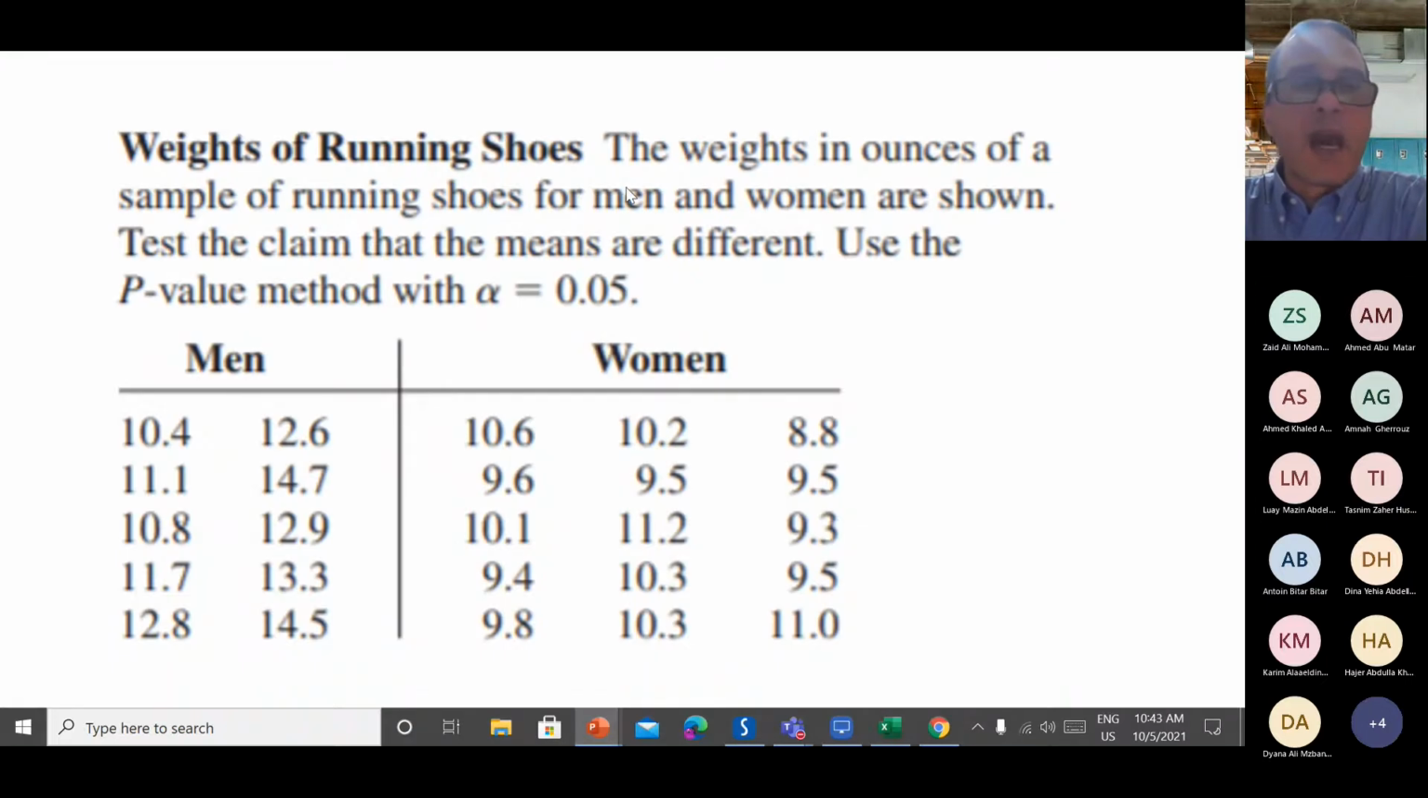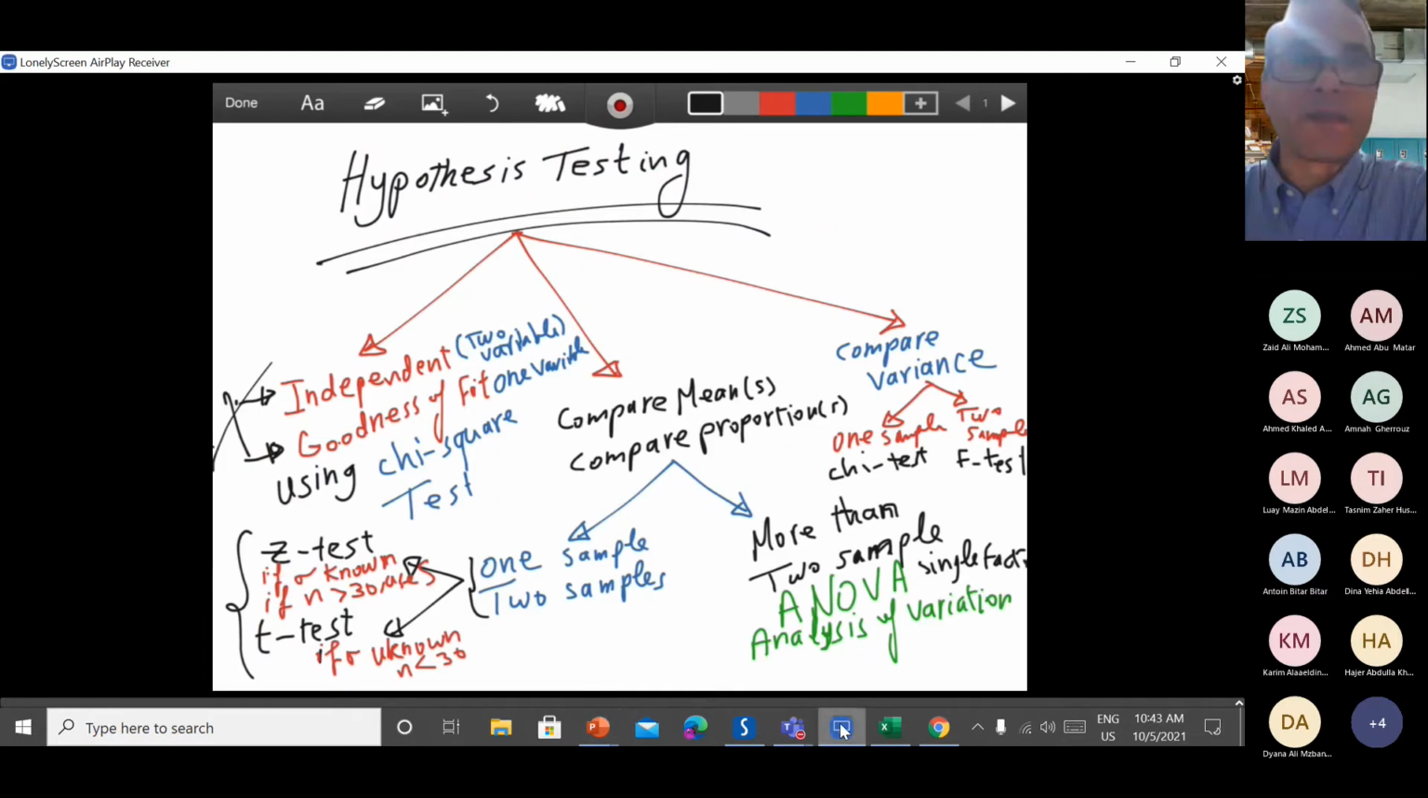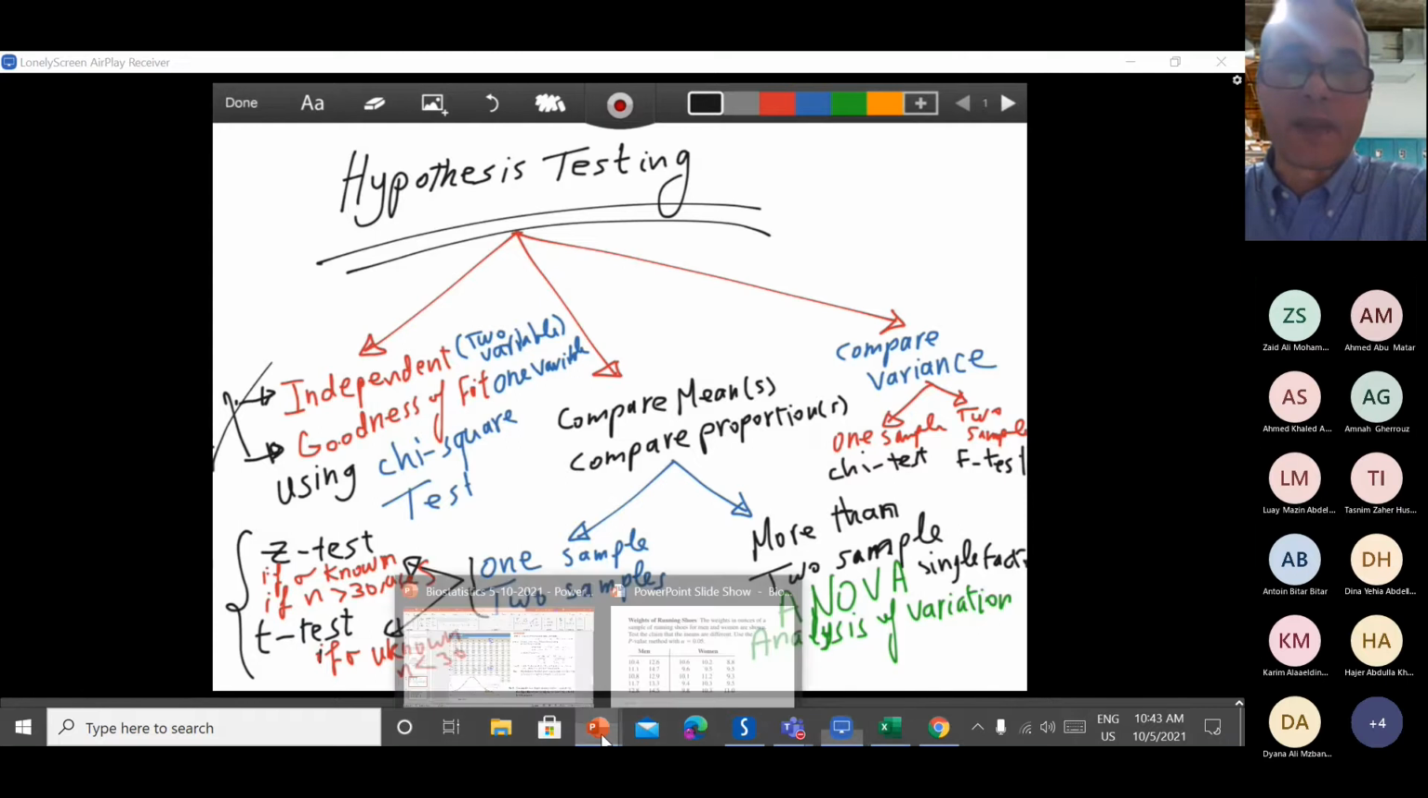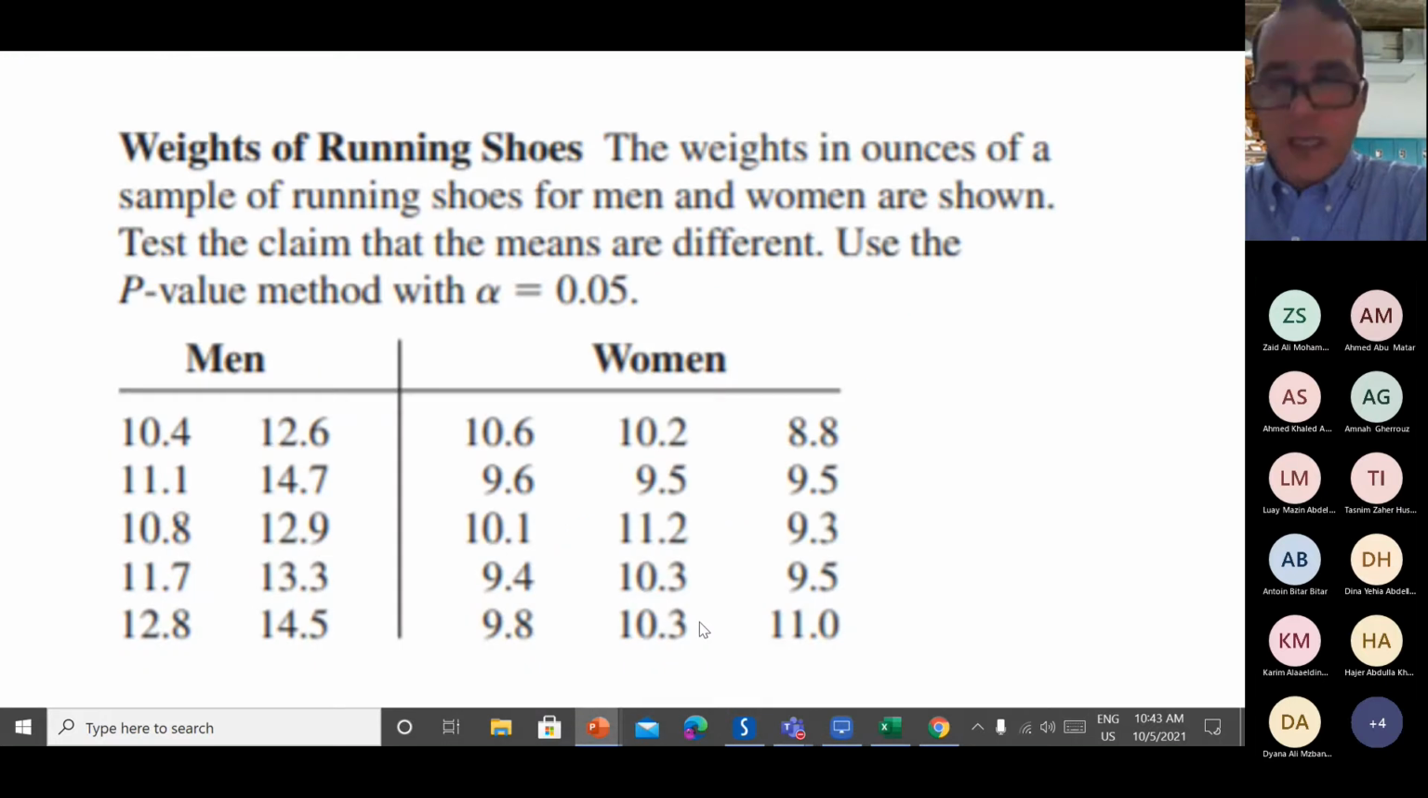If you have this one, are you given the sigma here? This is a two-population problem, men and women. You are not given the sigma. So in this case, to compare the means of these two, you go for T, because the standard deviation or the variance for the population is not known, right? So you will go for the t-test. The t-test has a different formula, right?